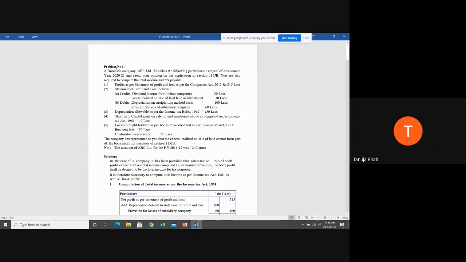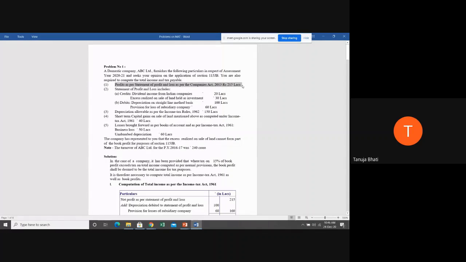So let us start. A domestic company, ABC Limited, furnishes the following particulars in respect of assessment year 2020-2021 and seeks your opinion on the application of section 115 JB. So if in your exam it comes section 115 JB, you all have to remember it is a section relating to MAT. You are also required to compute the total income and taxable income of ABC Limited. So let us see based on this information.